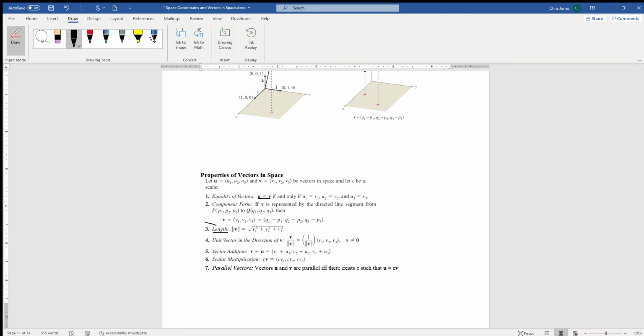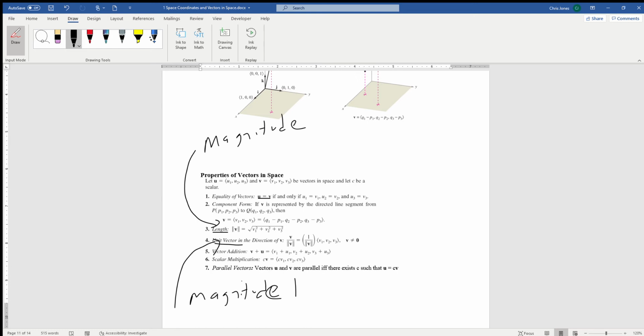Most of the time when I talk about this, I'm going to define that as the magnitude of the vector, and that's just going to be, if it's in the standard form, each of the individual components squared and then the square root of that. A unit vector in the direction of any vector is going to be equal to the vector v divided by the magnitude of v. And a unit vector is special because it always has magnitude of 1. So that's going to be important about the unit vector.